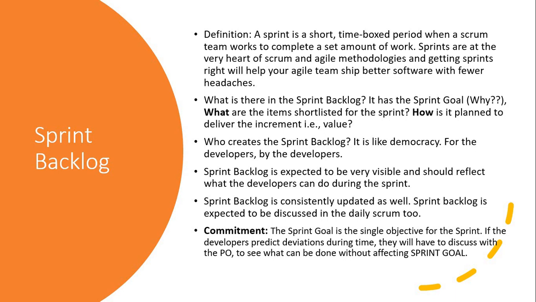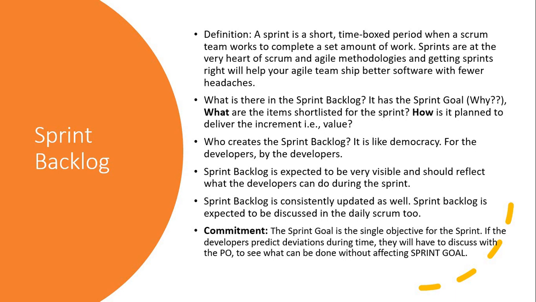Now let's come to the term sprint backlog. What is it? Sprint backlog has the sprint goal. Why are we doing it? And what are all the items shortlisted to be done in that particular sprint? So why is covered, now what is covered, and how is to be covered? Why, what, and how? Why are we doing it? Second, what are all the items which are shortlisted to be carried out in the sprint? And how is it planned to be completed? How is it planned to be delivered? So why, what, and how are the important things that the sprint backlogs talk about.